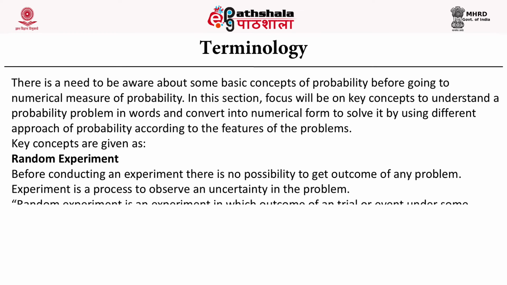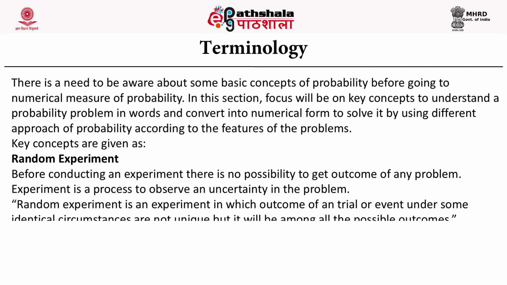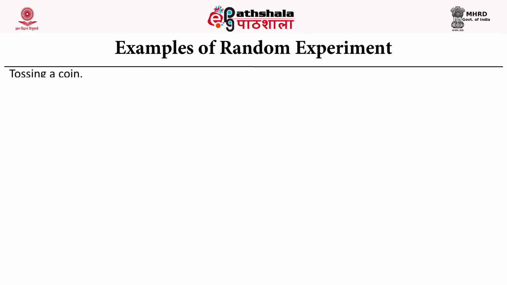Key concepts are given as follows. Random experiment: before conducting an experiment, there is no possibility to know the outcome of any problem. An experiment is a process to observe an uncertainty in the problem. A random experiment is an experiment in which the outcome of a trial or event under some identical circumstances is not unique, but it will be among all the possible outcomes.